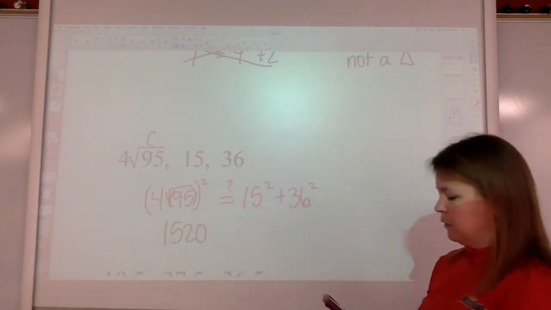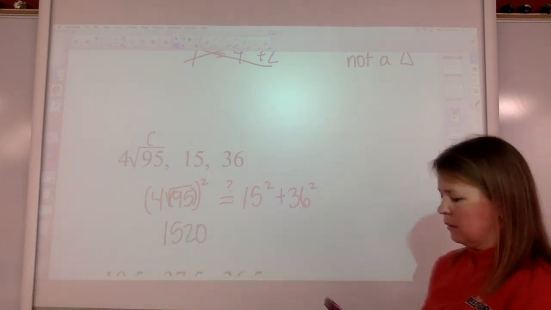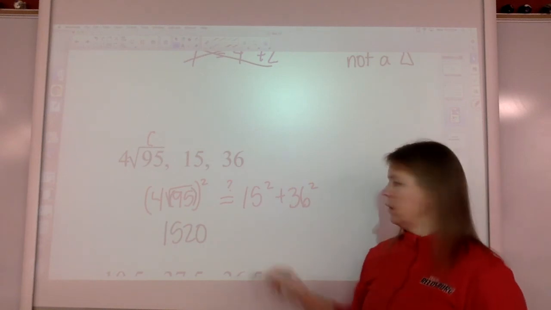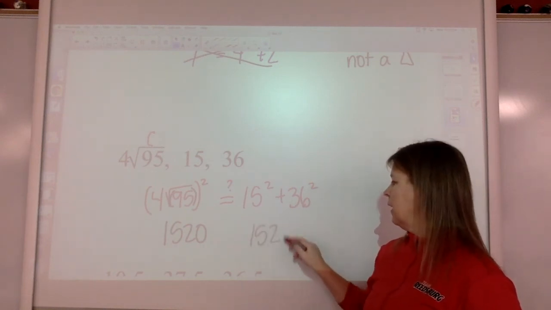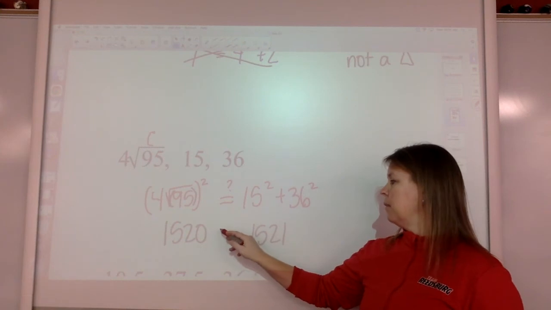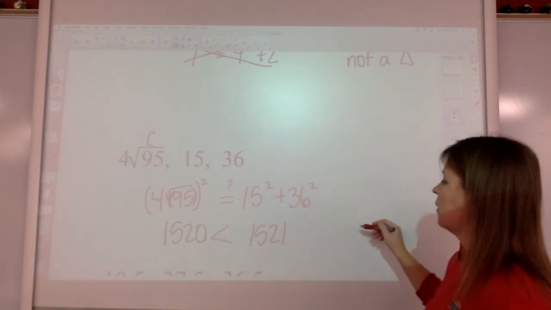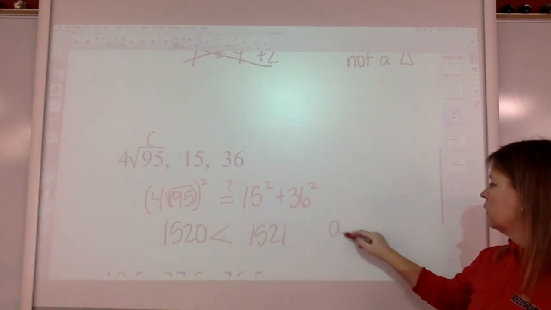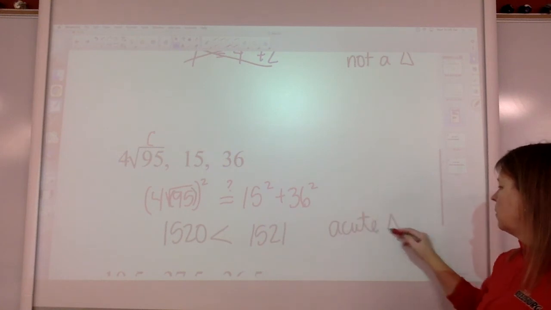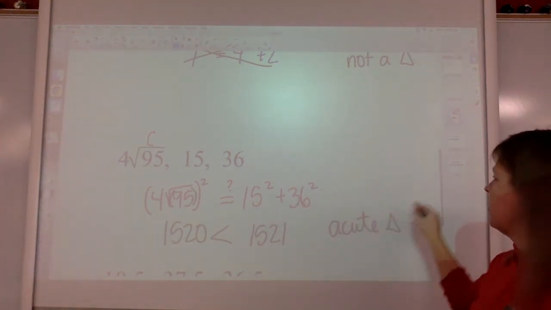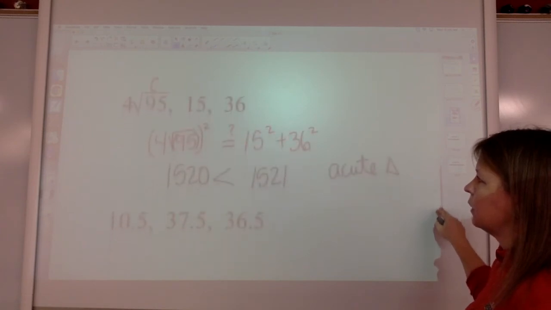How does that compare to 15 squared plus 36 squared? You get 1521. It's going to look like a right triangle, but it's going to be just a little bit acute, because C squared went just a little bit smaller than A squared plus B squared.